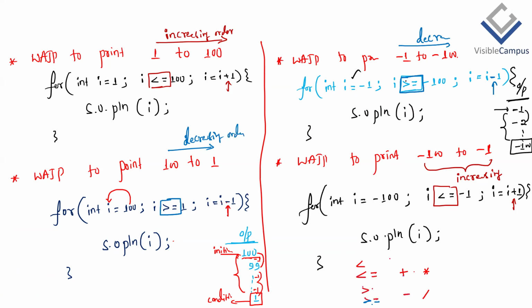So therefore, the conclusion is, when it comes to the loops scenario, less than will work with incrementation, greater than will work with the decrementation. We cannot change it. This is the standard rule. So to understand this conclusion, I have asked you to write these 4 programs. Clear?